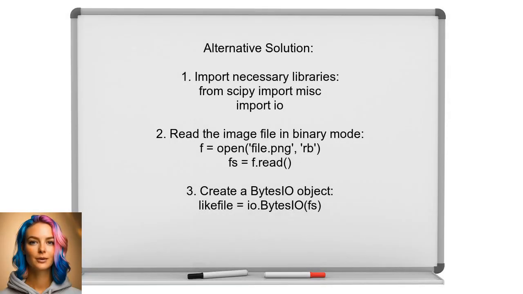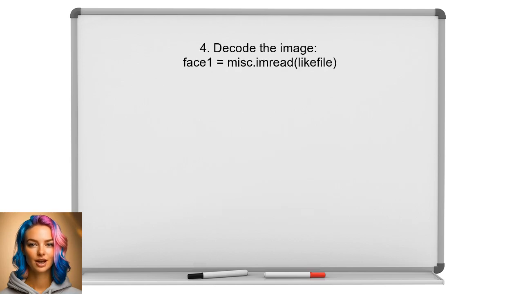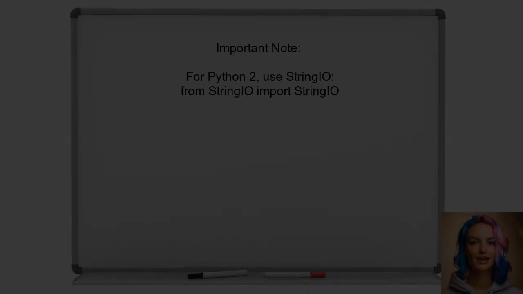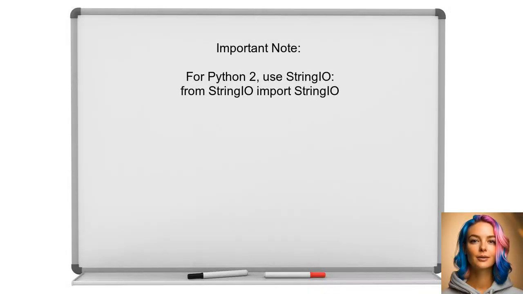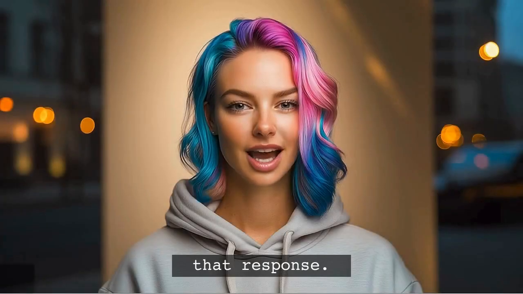An alternative approach to decode a JPEG image from memory involves using the SciPy library. First, you read the image file in binary mode, then create a BytesIO object from the binary data. Finally, you can use the imread function from SciPy to decode the image into a NumPy array. Note that for Python 2, you would use StringIO instead of BytesIO. That's all for that response.